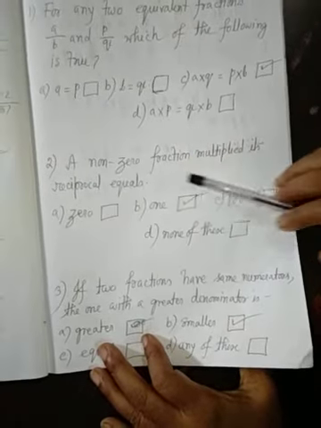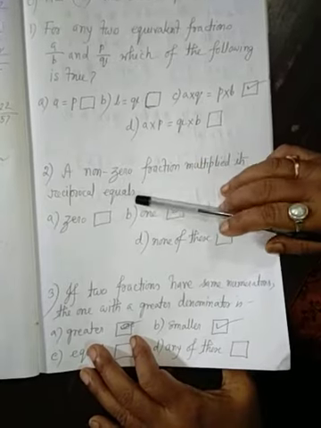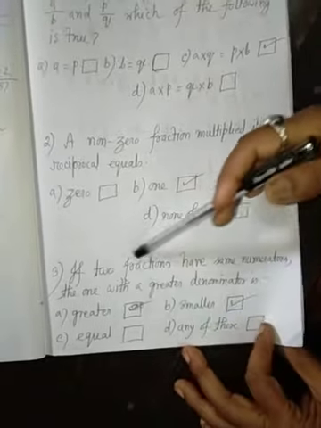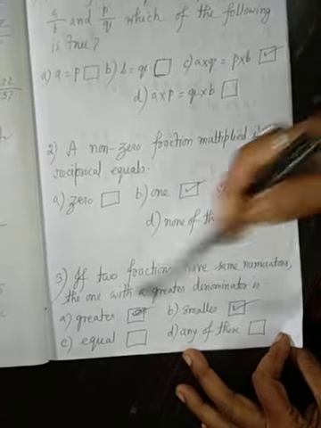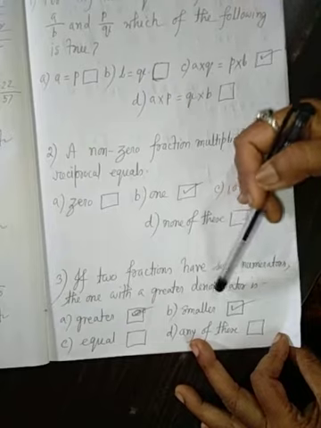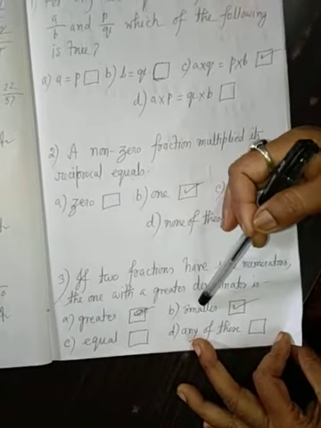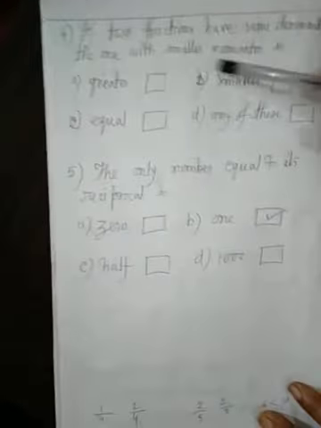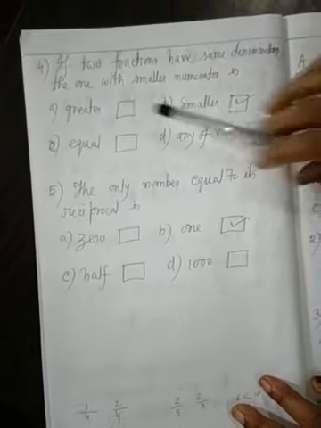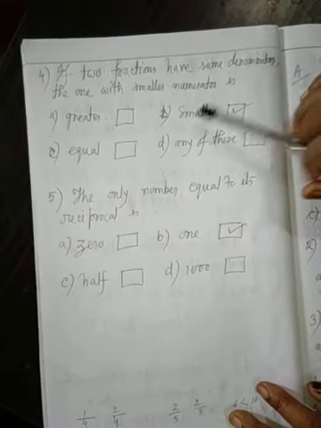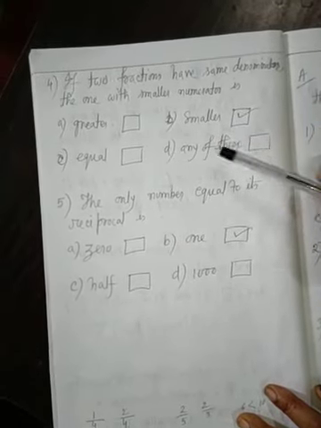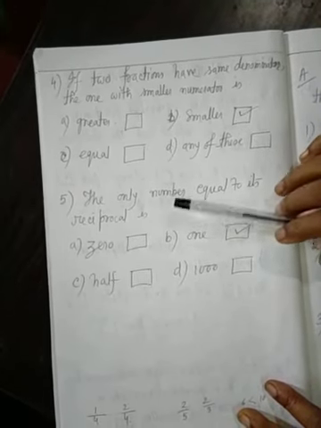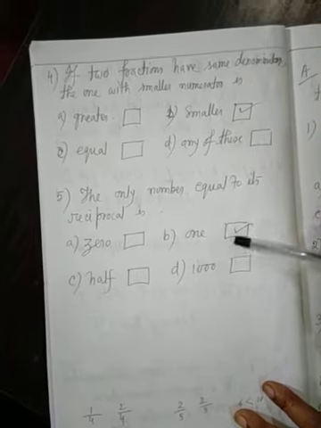2. A non-zero fraction multiplied with its reciprocal equals 0, 1, 100, none of these. Answer: 1. 3. If two fractions have the same numerators, the one with a greater denominator is greater, smaller, equal, any of these. Smaller. 4. If two fractions have the same denominator, the one with the smaller denominator is greater, smaller, equal, none of these. Smaller. 5. The only number equal to its reciprocal is 0, 1, half, 1000. Answer: 1.